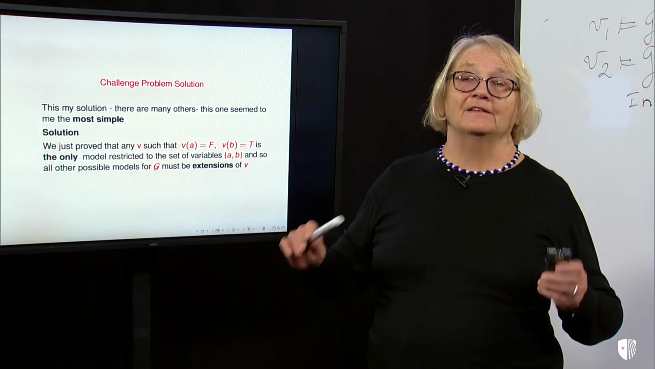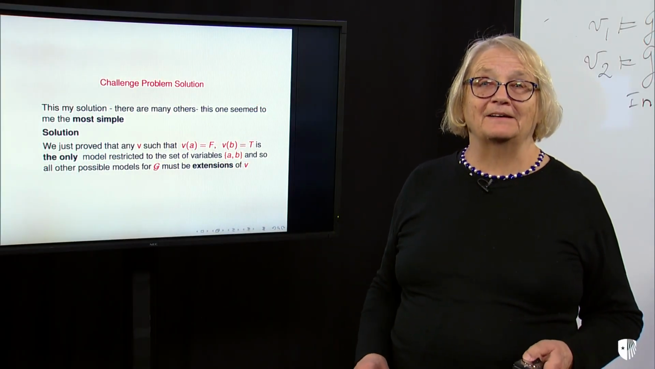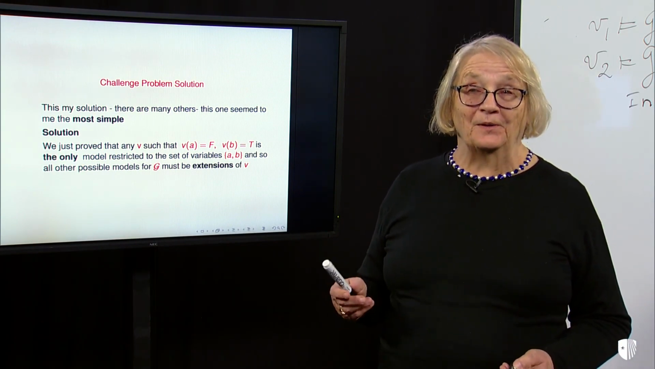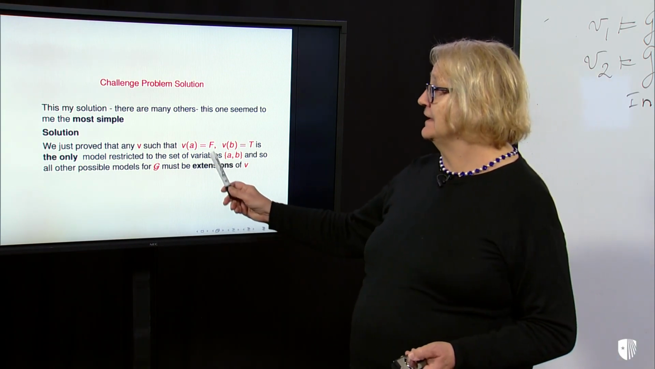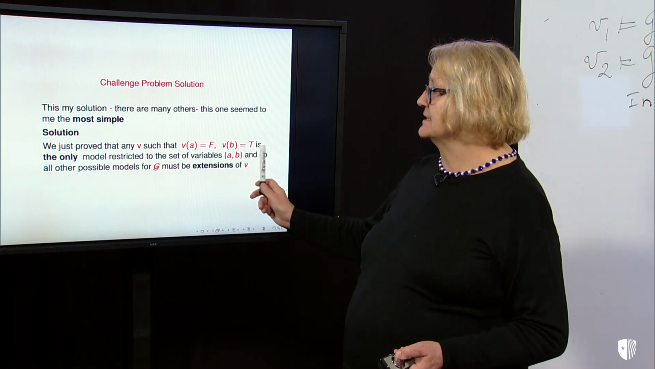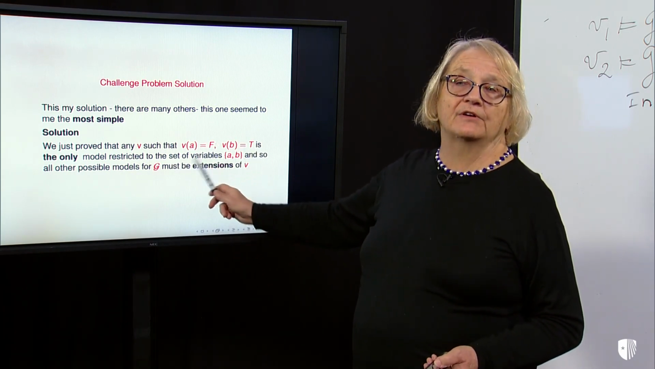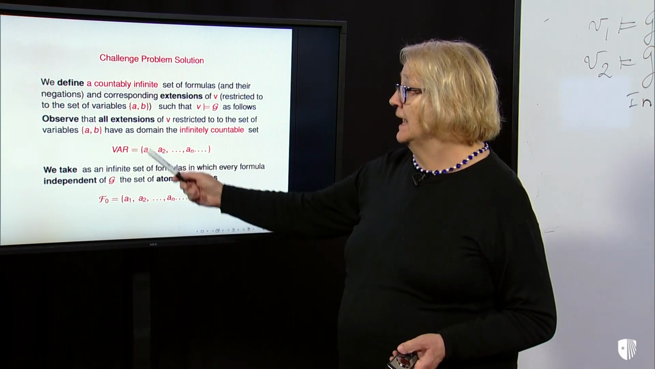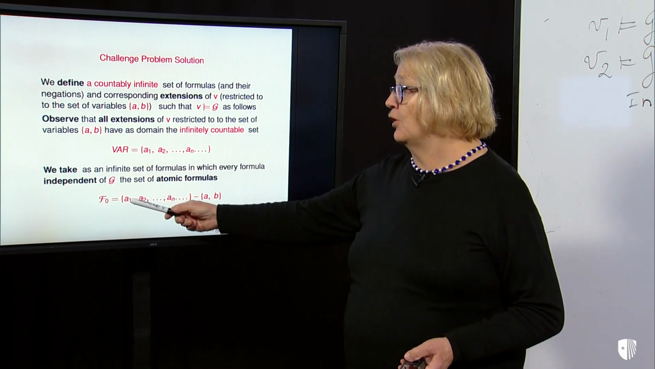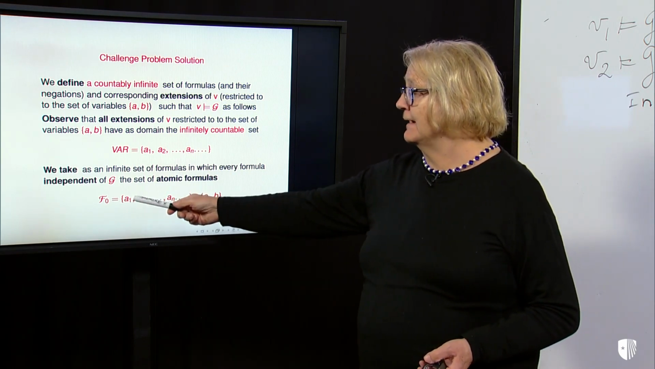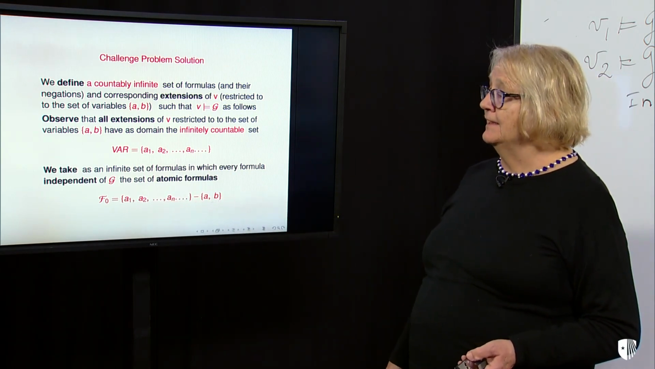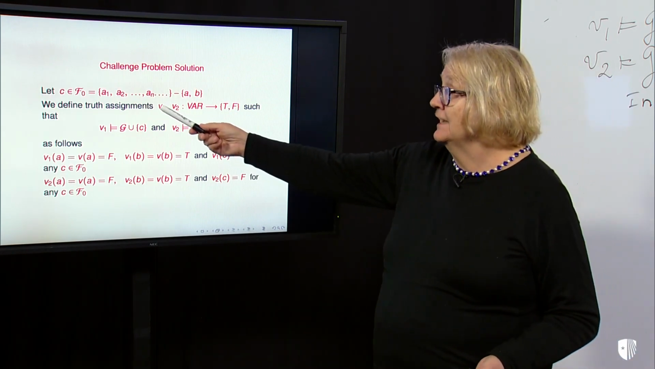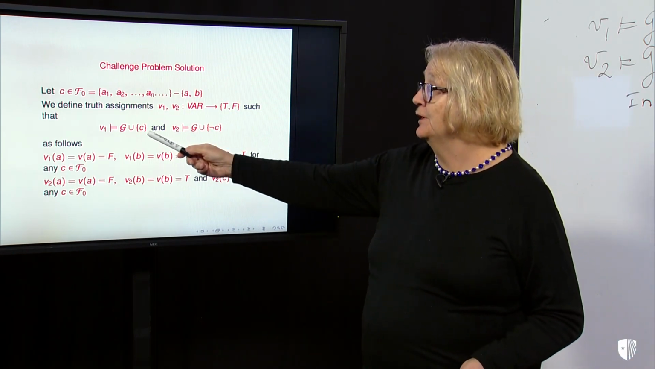Okay, this is my solution, but it's very simple because I like simple solutions. We just proved that A is F, B is T is the only model restricted to variables A and B. So let's take the set F0 of formulas which are variables, which excludes A, B, and all atomic formulas. So if C belongs to this, we put C.